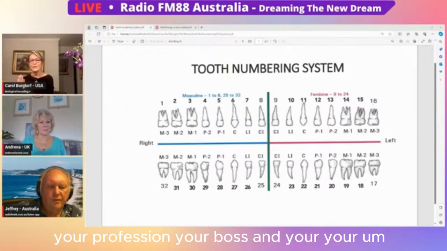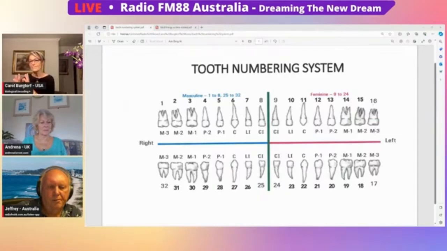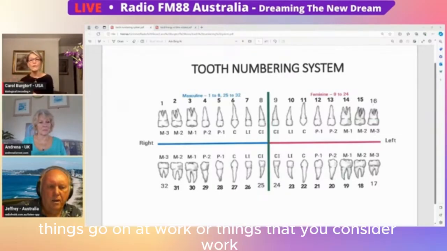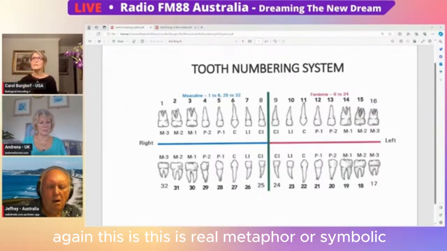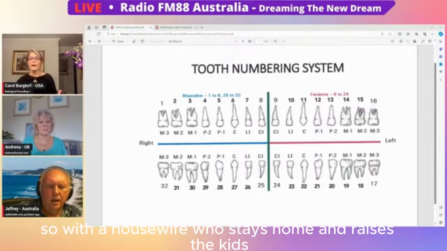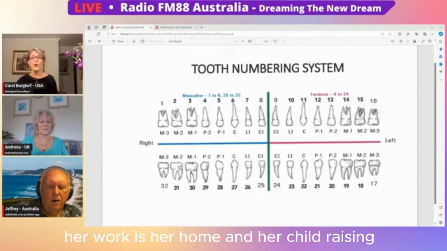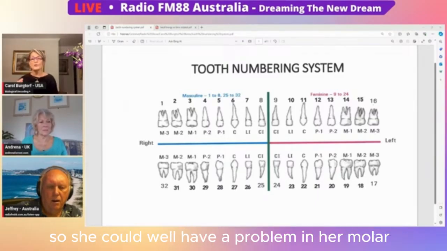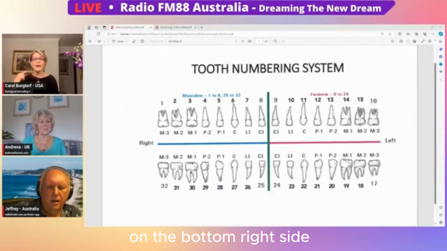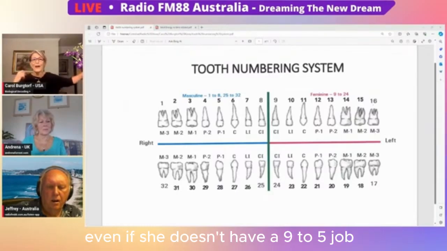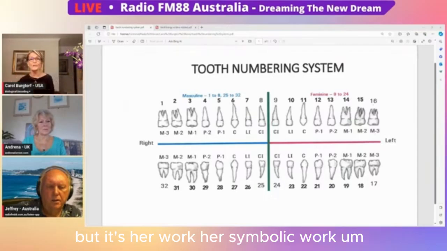and the things that go on at work, or the things that you consider work. Again, this is real, metaphoric, or symbolic. So with a housewife who stays home and raises the kids, her work is her home and her child raising. So she could well have a problem in her molar on the bottom right side, even if she doesn't have a 9-to-5 job, but it's her work, her symbolic work.